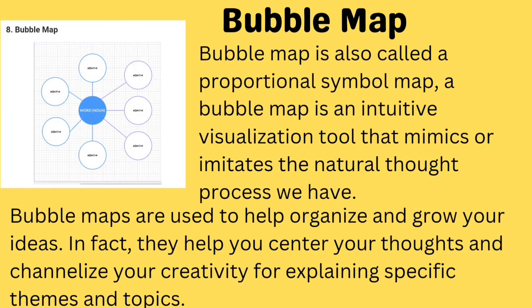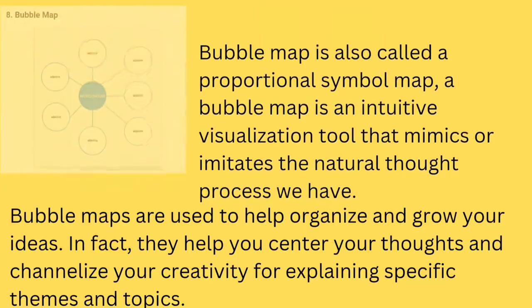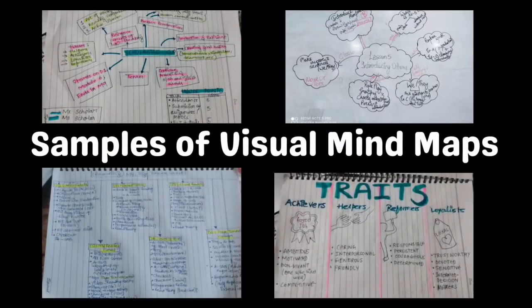Now we'll talk about another map that is called bubble map. A bubble map is also called a proportional symbol map. A bubble map is an intuitive visualization tool that mimics or imitates the natural thought process we have. Bubble maps are used to help organize and grow your ideas. In fact, they help you center your thought and channelize your creativity, explaining specific themes or topics.